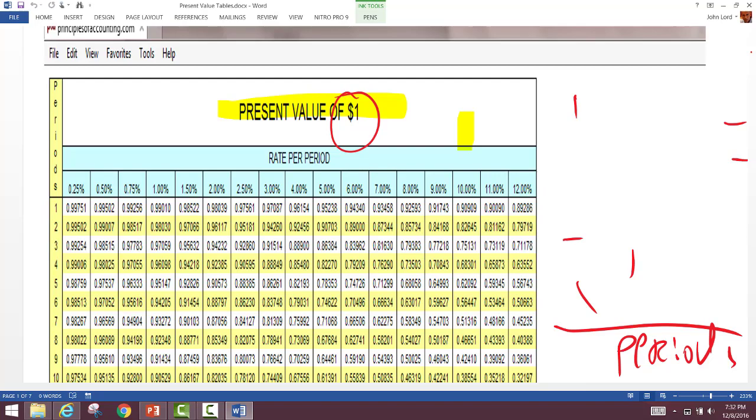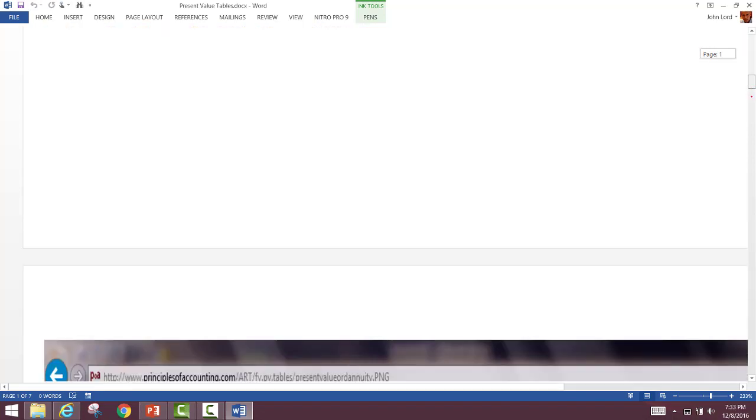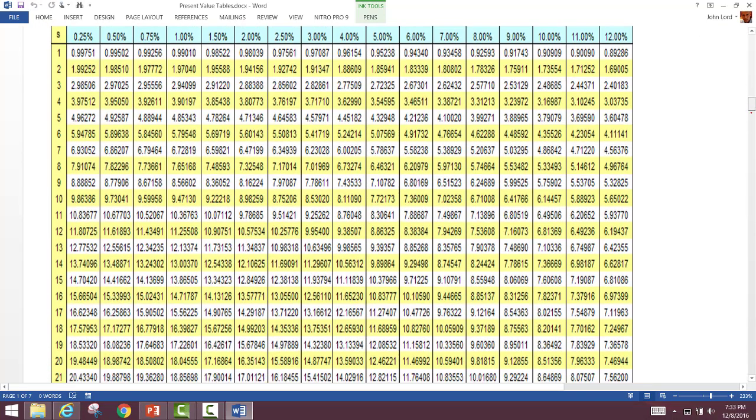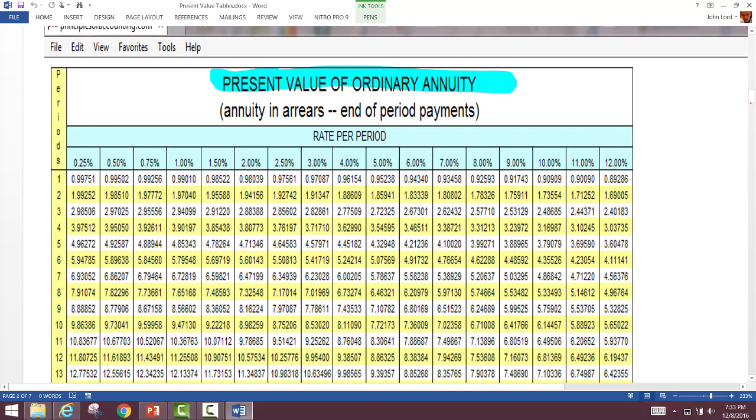We have to go to a table that is for multiple payments, and the table that is for multiple payments is called present value of an annuity.